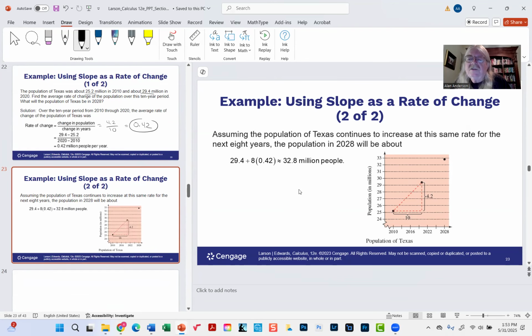And so, oh yes, they're showing you that, oh, they're doing a forecast. If the growth continues to be 0.42 every year, then 8 years from now, that would bring us to 32.8 million people. Again, we're making an assumption here that the growth rate is linear and the slope, or the rate at which the population increases, is 0.42. If that's really true and it continues in the future, then it would be an easy matter to figure out the population in 8 years.